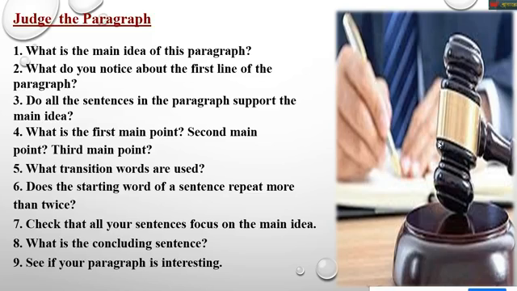And then see if your paragraph is interesting. That is a very interesting matter: you have spent a lot of time writing a paragraph, you invested huge labor collecting information, you have studied a lot to prepare, but finally your paragraph is no longer interesting. The reader doesn't feel comfortable reading your paragraph. So all your efforts, all your attempts will go in vain.